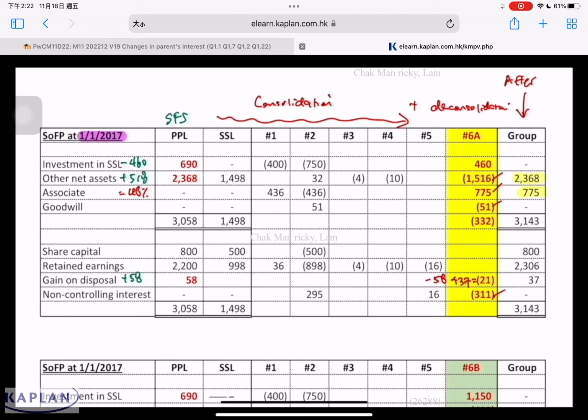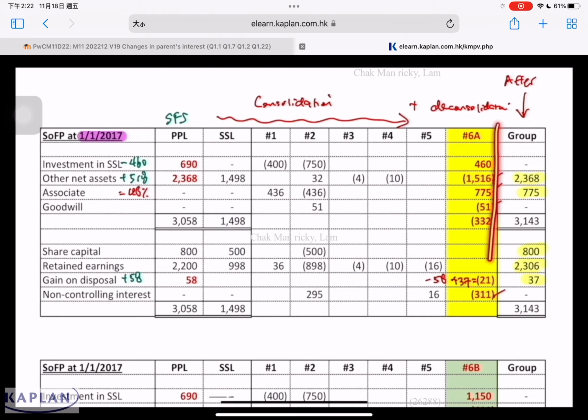Subsequently, we share the post-profits. At the group level, the share capital of the parent, this 2306, 2002, plus the post-profits of 106 equals to 2306. Then, when the control is lost, we must account for gain on loss of control 37. This should be the group level after the control is lost. This should be the correct figure. Proper step, do a consolidation and do a deconsolidation.